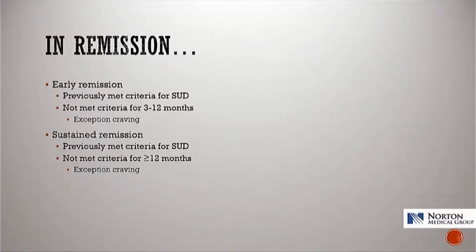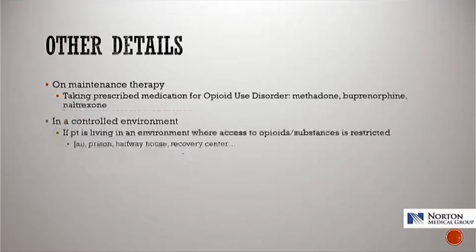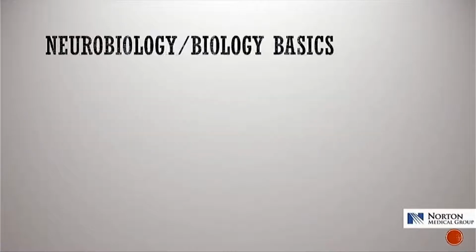The same thing with sustained remission. The only difference is this is greater than or equal to 12 months. And then another caveat is, are they on maintenance therapy? That is specifically for opioid use disorder, if they're on methadone, buprenorphine, or naltrexone treatments. And then, are they in a controlled environment? If the patient is in a controlled environment, this is where access to any substances is highly restricted. For instance, jail, prison, a halfway house, recovery center, those kinds of places.